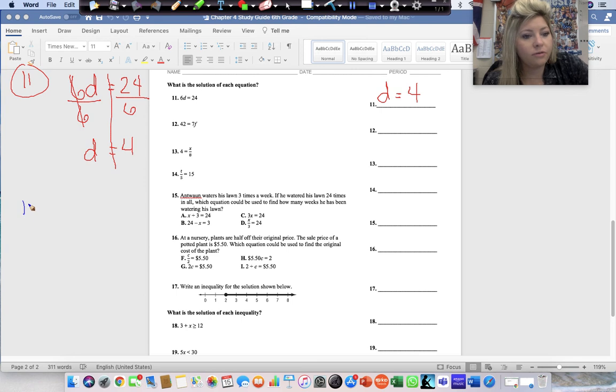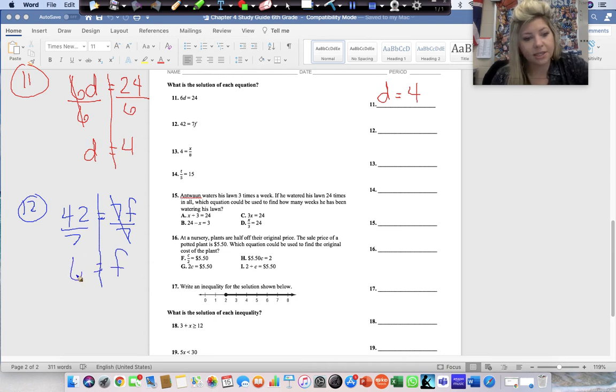Okay, number 12 says 42 equals 7f, or 7 times f. Draw a line down from your equal sign. Our variable is f. Right now f is being multiplied by 7. The opposite of multiplying something by 7 is dividing it by 7. So we want to divide both sides by 7. 7 divided by 7 is 1, and 1 times f is f. And 42 divided by 7 gives us 6. So again, you could write 6 equals f, or f equals 6. But ideally, we like to have the variable on the left side of our equal sign.